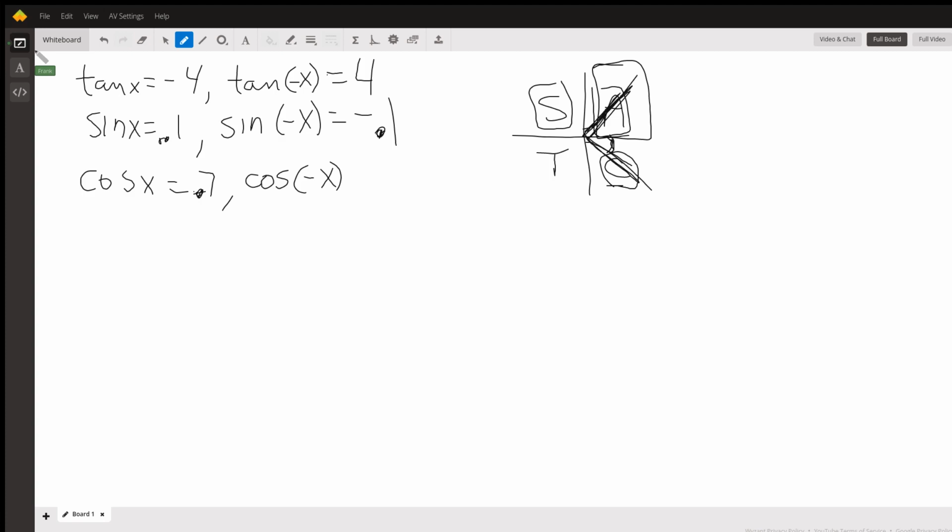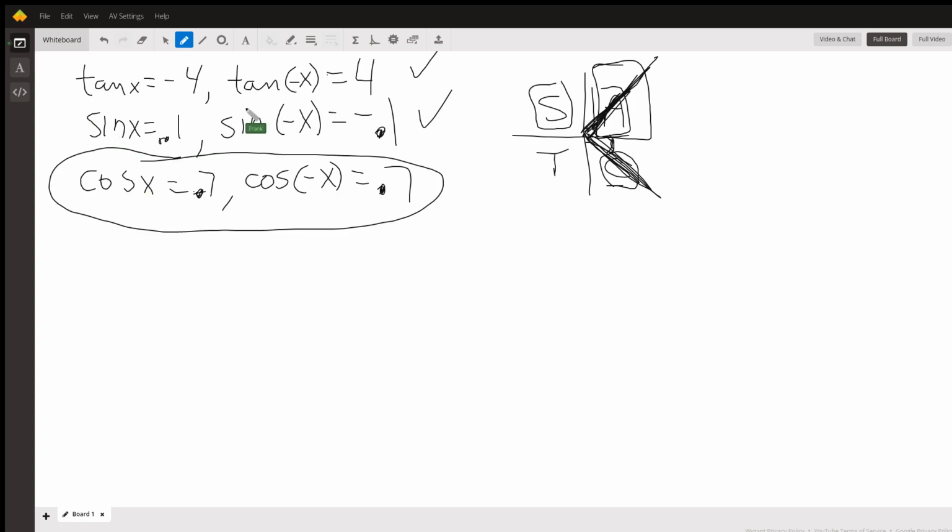And then if the cosine of x is 0.7, so cosine is here in the first quadrant, the angle is here in the first quadrant. Cosine of negative x, which would be in the fourth quadrant, well, cosine is still positive there, so it would be 0.7. So there it is. Tangent and sine would change signs. Cosine, the sign, would stay the same. There's your answer.